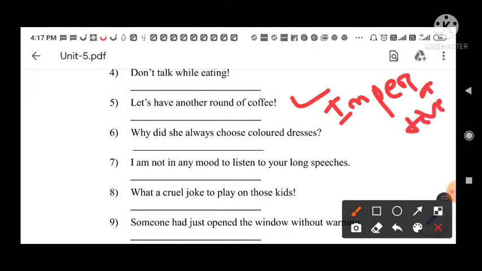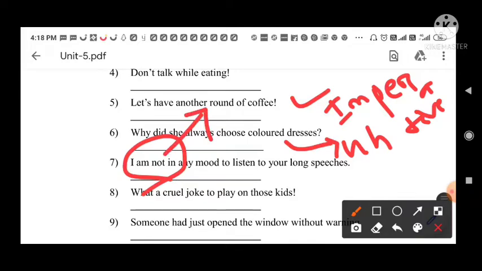Why did she always choose colored dresses? So it contains a WH question, so it is a WH interrogative sentence. I am not in any mood to listen to your long speeches. Not is used for negation, so it is an assertive sentence.